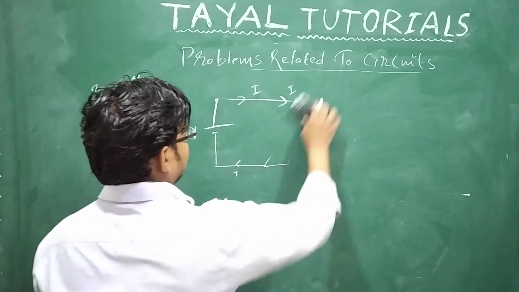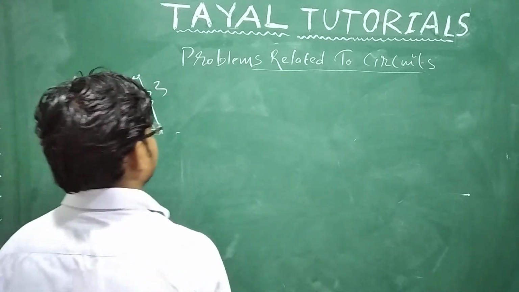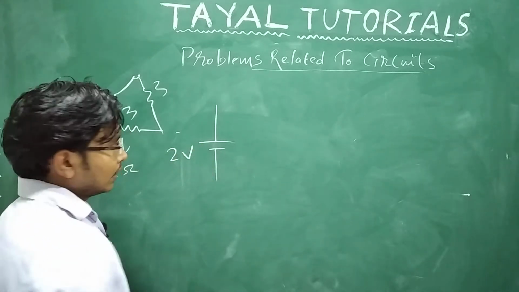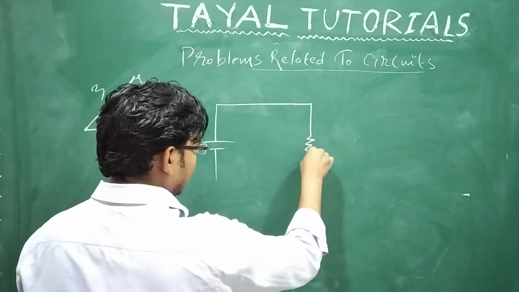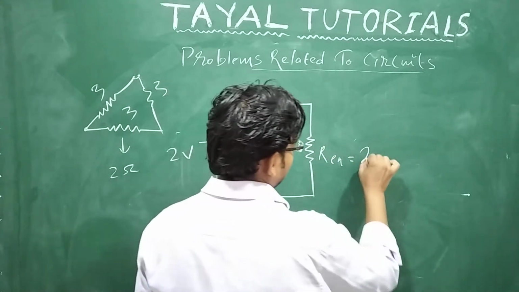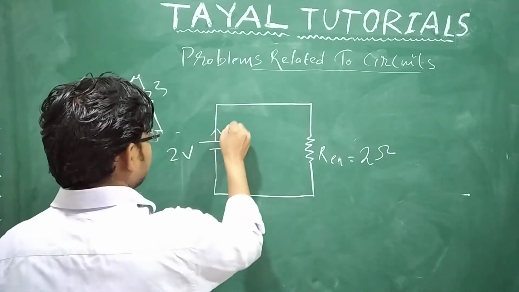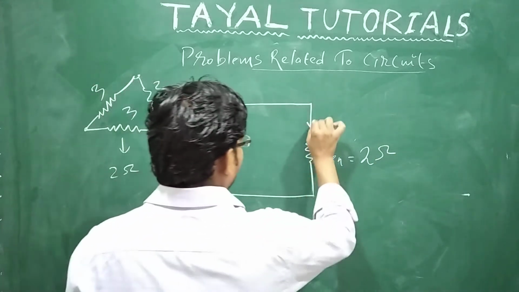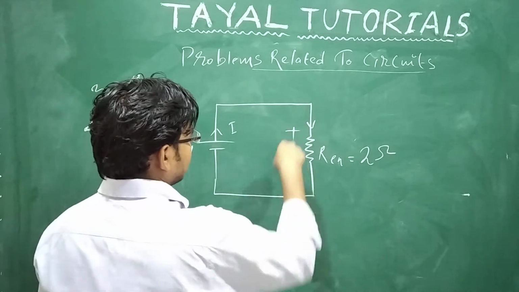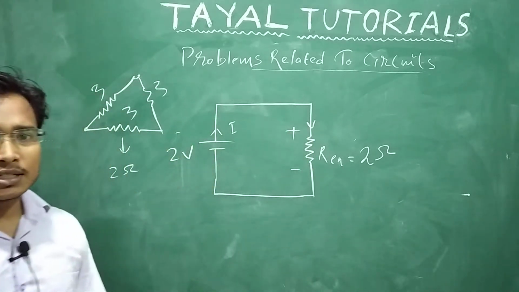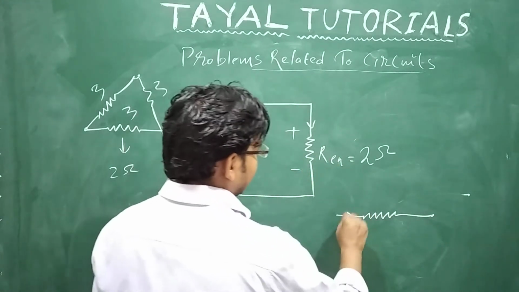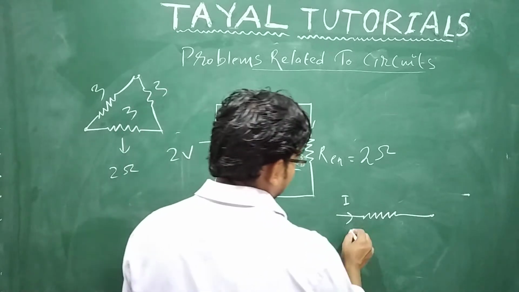So this is what the entire circuit will look like. This is your 2 volt source and this is the entire equivalent resistance R equivalent that I have calculated, which is 2 ohm, and the current is coming in that direction. If you want to apply KVL, you can see the plus minus, the passive sign convention says that if the resistance is represented like that, the current is entering, and we mark that current entering position as positive.